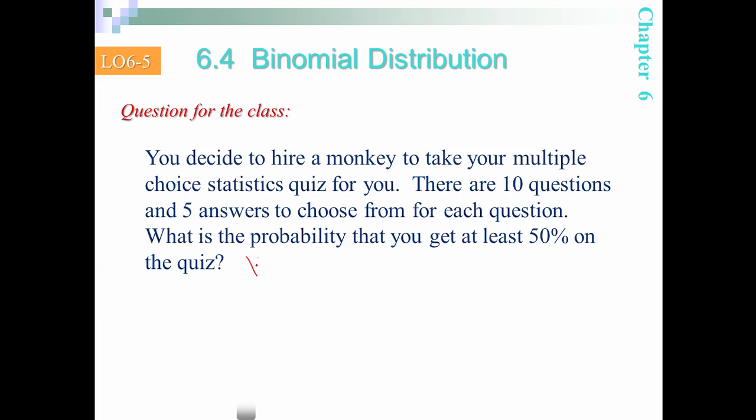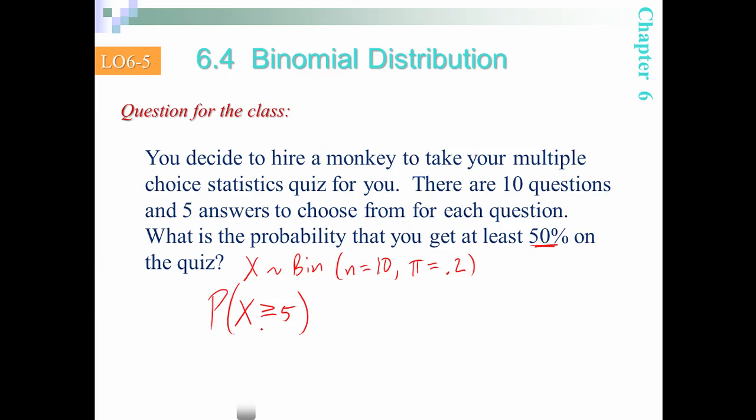Well, the first thing we want to do is say x is the number of questions that you get correct, and we're going to say that's binomial, and there are 10 questions, so n is equal to 10. This is notation you'll see from time to time. n is equal to 10, and pi is equal to what? Well, if there's 5 answers to choose from for each question, and assuming the monkey's going to randomly select, that means pi is going to be 0.2. So in order to get at least 50% on the test, what does that mean? That means x has to be greater than or equal to 5.